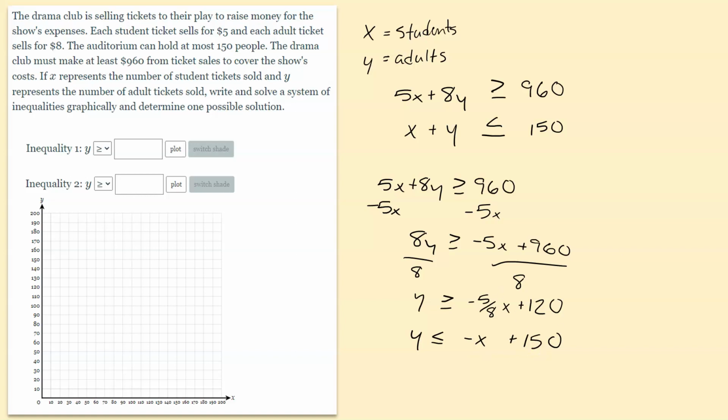Next step is to graph both of these inequalities. So I'm going to go ahead and graph this first one. Notice that we're only looking at the first quadrant here because both of these values should be positive. We can't have a negative amount of students or adults. So it should look something like this, and we're going to shade above.